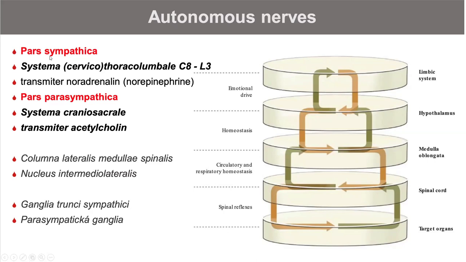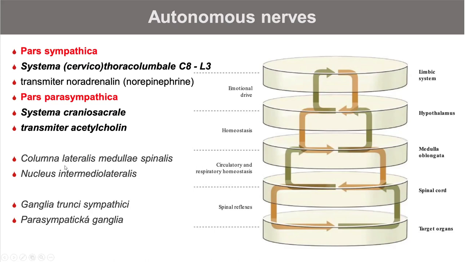For the recapitulation, the sympathetic part is called thoracolumbar, as we mentioned, T1 till L2, and here it's cervicothoracolumbar because C8 and L3 in some literature are also written. The neurotransmitter for the postganglionic fiber for the sympathetic system is noradrenaline. The English terminology is norepinephrine. And the parasympathetic is called craniosacral because the center is located in the brainstem and sacral S2 to S4. The neurotransmitter for the postganglionic fiber is acetylcholine. And this is the difference between the sympathetic and parasympathetic.